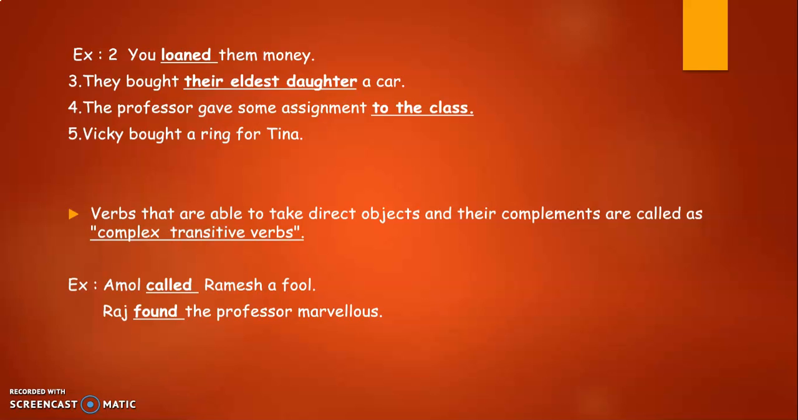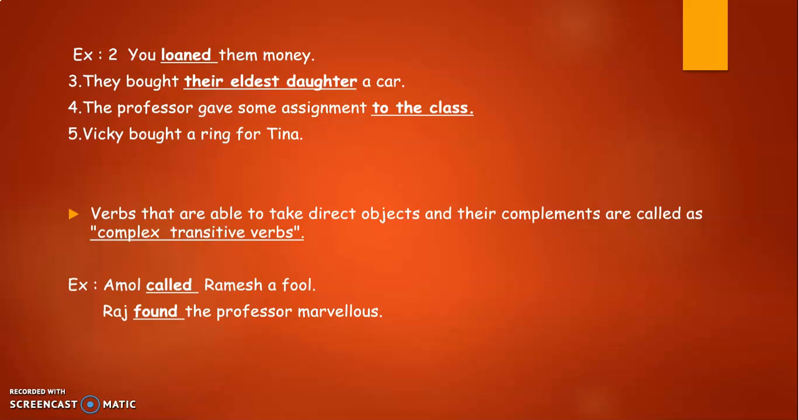Next, the professor gave some assignment to the class. So these examples are for direct and indirect objects. To the class, it is a prepositional phrase. The professor gave some assignment to the class. To whom? To the class. So it's an indirect object.